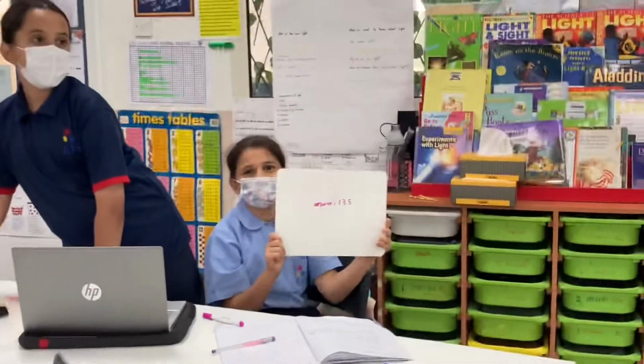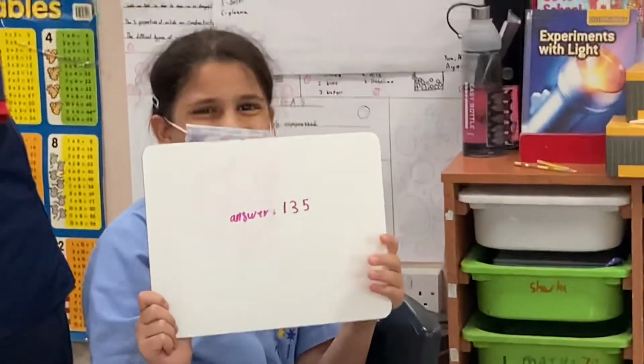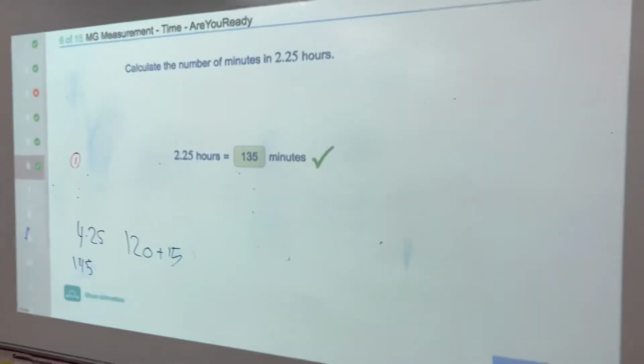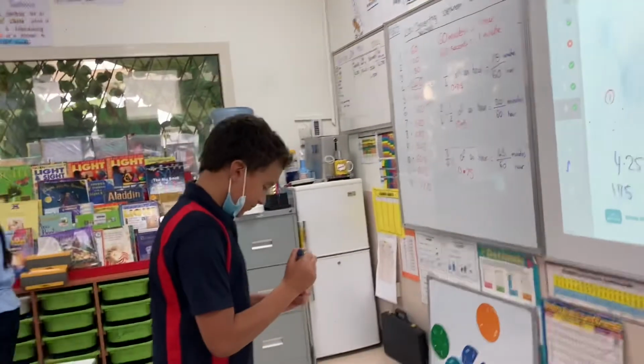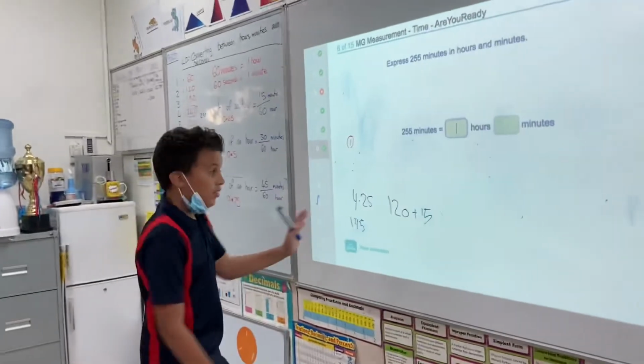135. Do you think she's right there? Do you want to double check? She's right. You like that one? Show me that again. Okay. All right. Yeah, and you are correct. Good work. Thank you, Mazoon. Thank you, Ilyes. Thank you, Yara.